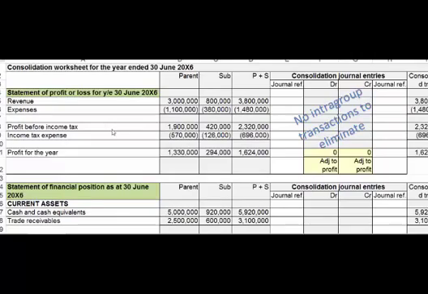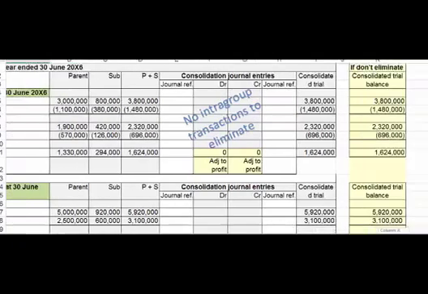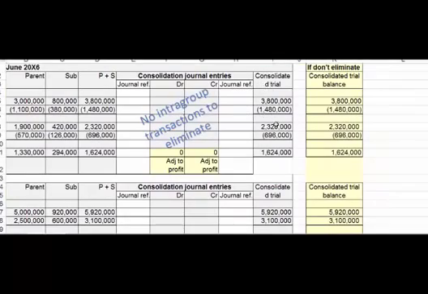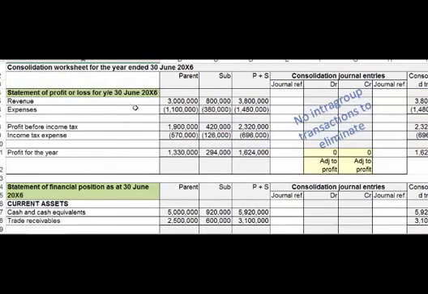Okay, here's my consolidation worksheet for the year ended 30 June 20x6. I've got a column for parent, a column for sub. Then I add the two together. Here's my consolidation journal entries to record debits and credits, and then to the right here, that's where my trial balance comes in as that final column, which is column I.